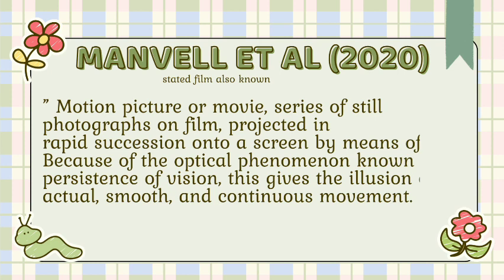Manvel et al. 2020 stated that film, also known as motion pictures or movie, is a series of still photographs on film, projected in rapid succession onto a screen by means of light. Because of the optical phenomenon known as persistence of vision, this gives the illusion of actual, smooth, and continuous movement.